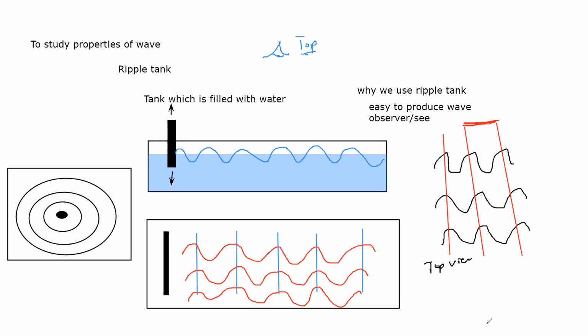Distance between the two successive crests. So the distance between two successive crests is the wavelength. The distance between two successive wavefronts is also known as wavelength.